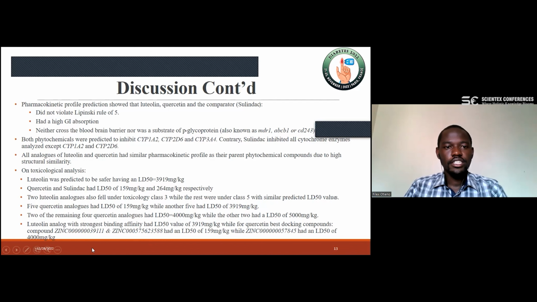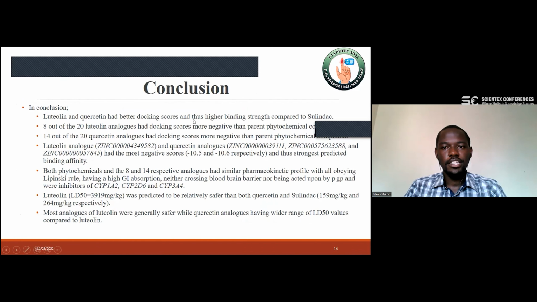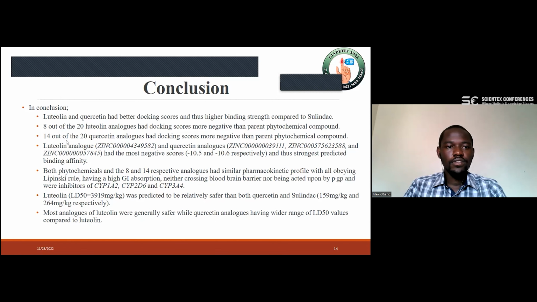So in conclusion, luteolin and quercetin had better docking scores, thus higher binding strength compared to sulindac. 8 out of the 20 luteolin analogues had docking scores more negative than the parent phytochemical, meaning they had better binding strength. Similarly, 14 out of the 20 quercetin analogues had docking scores more negative than the parent phytochemical compounds. So out of the 8 and out of the 14 analogues, 1 luteolin analogue and 3 quercetin analogues had the strongest predicted value at -10.5 and -10.6 respectively.